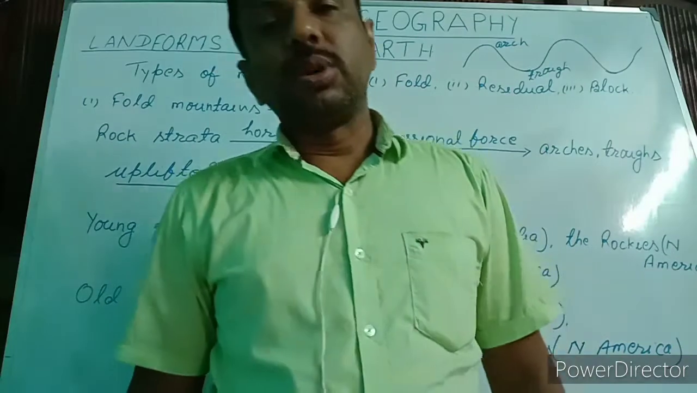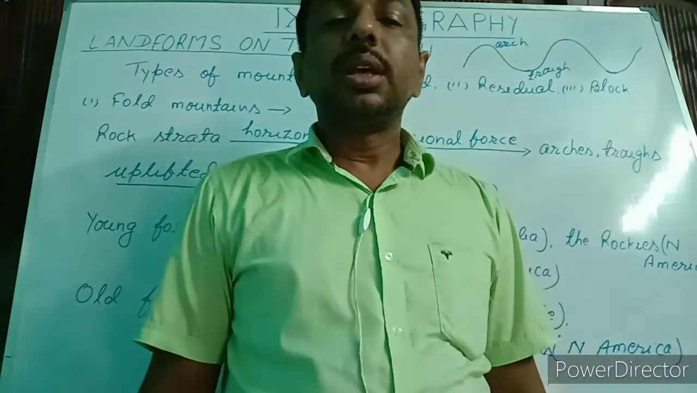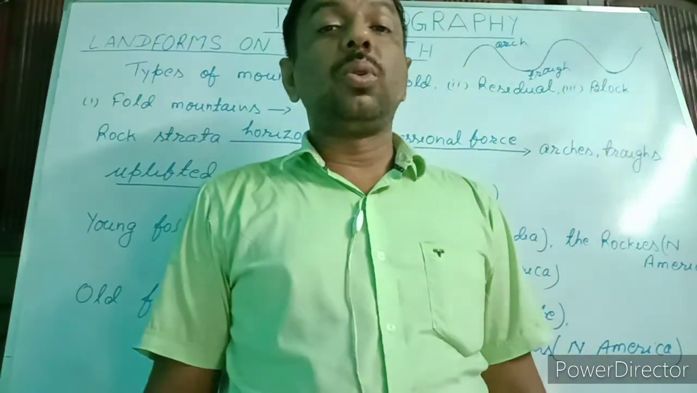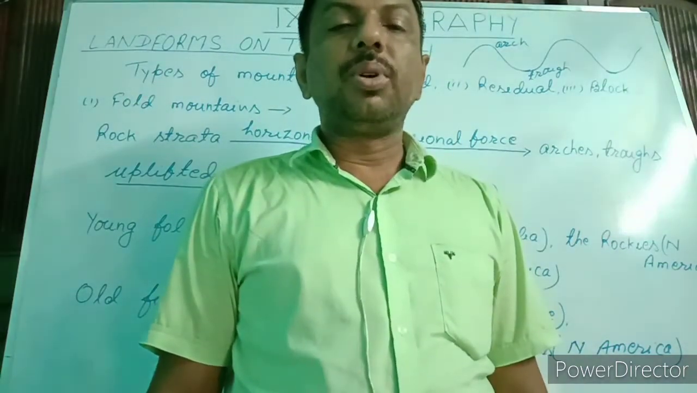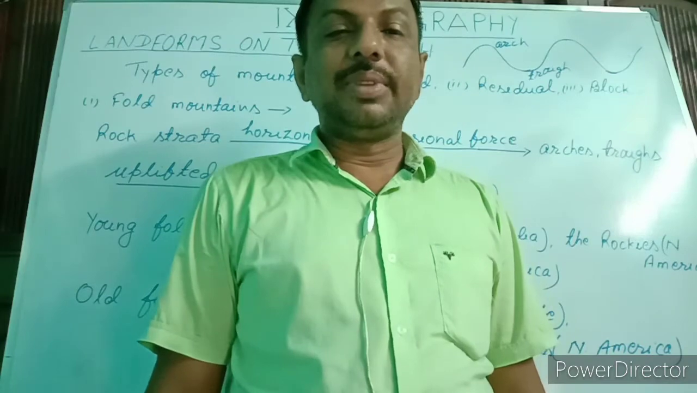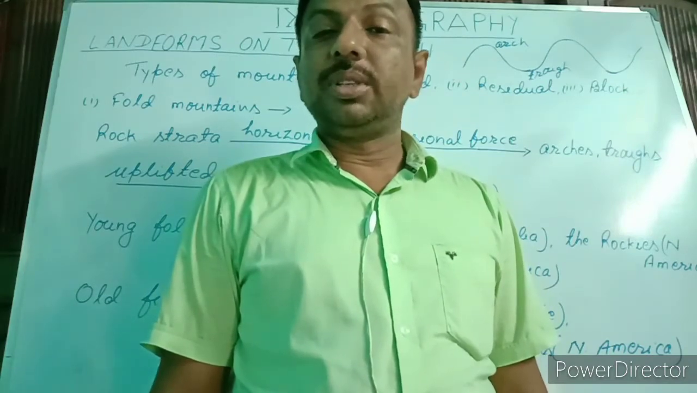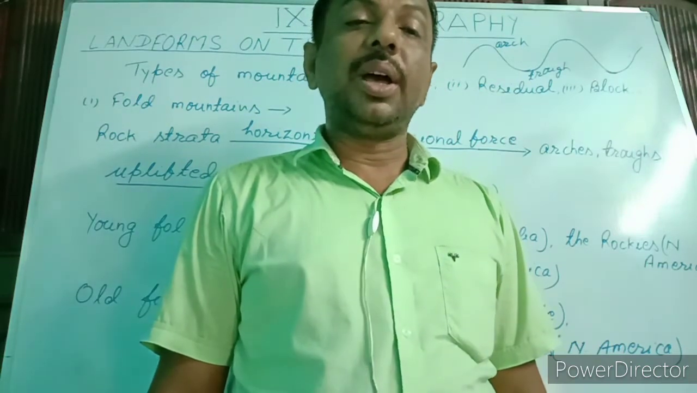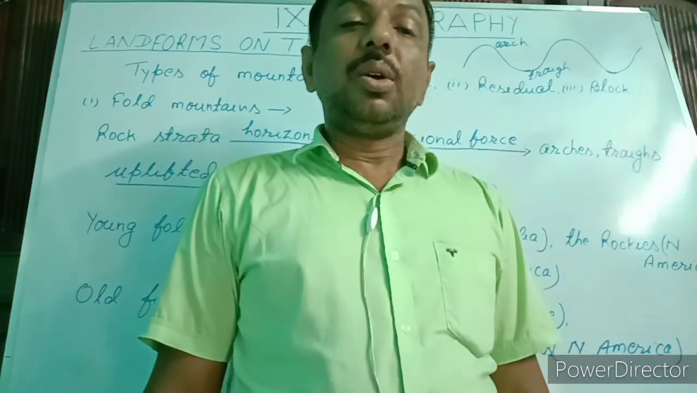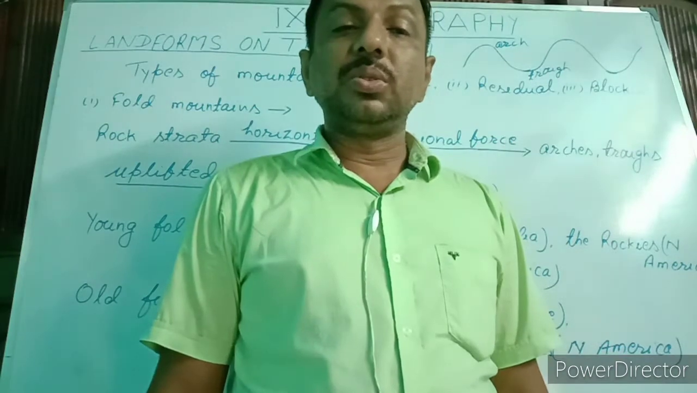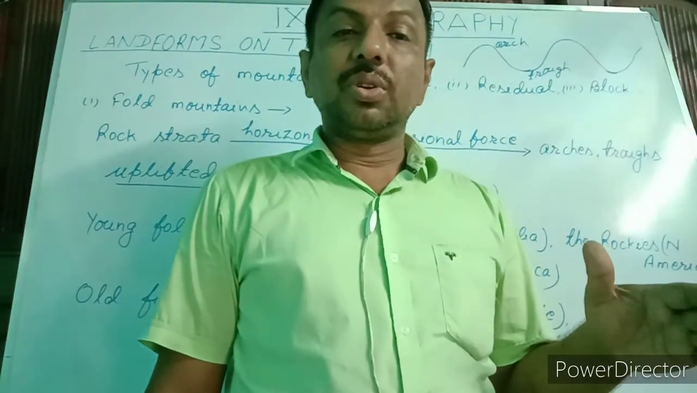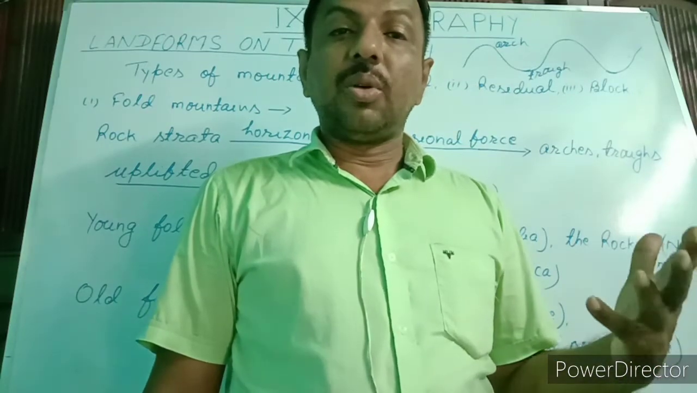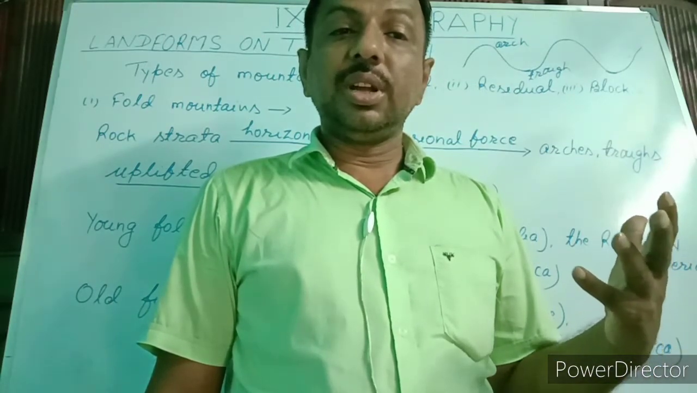Now there are two types of fold mountains. One is the young fold mountains and another is old fold mountains. Young fold mountains, the name is given young because the height of this kind of mountain is still increasing. Why is the height increasing? Behind this we have the reason to say that compressional force still continues.